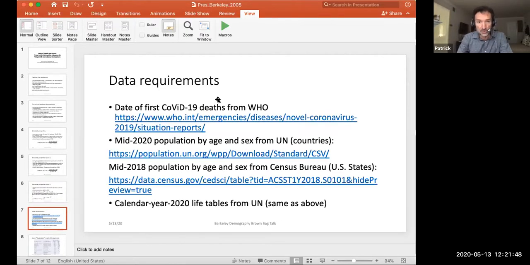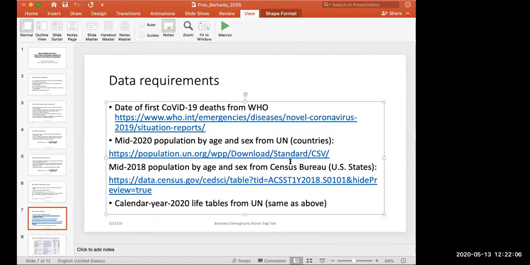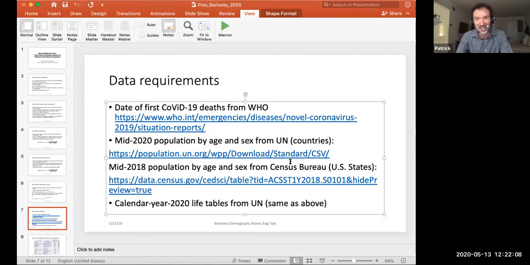So I'm going to try to go fast and catch up a little bit of time. I'm not going to go through all the data we use. So we use WHO to get the first report, a weekly report, actually daily report. Sorry. Lost you again for a second. Yeah, so okay, here, I have to cancel and switch screen. Okay, and so this is what we use for the estimate of first deaths in the country. We use the UN for mid-year population. We use the Census Bureau for the states, and we use the UN again for life tables.